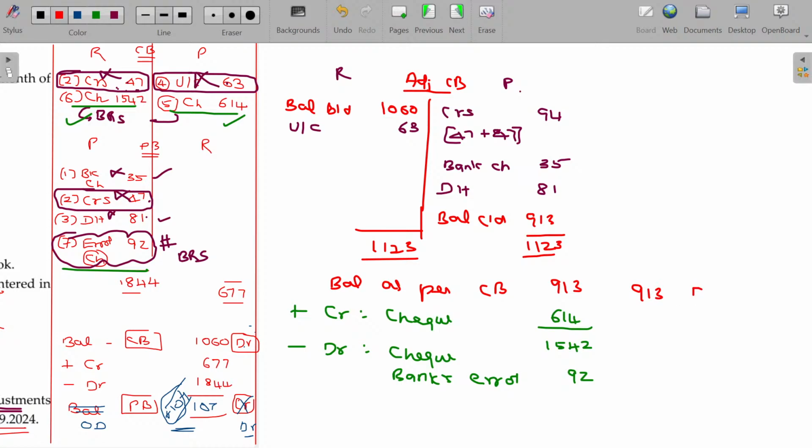913 debit. I have to add this value, 614. Subtract this one. Come on. How much is that? 1034, 634. What is the ultimate value? 107 negative. Am I right? 107 negative. In case of 107 negative, to convert that to positive, start with the debit, end with the debit.